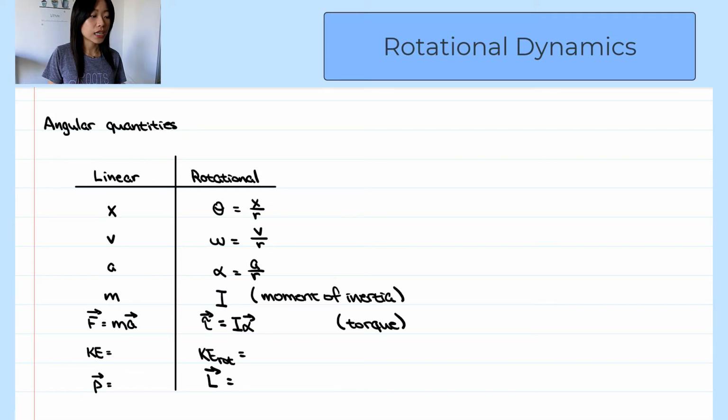And the kinetic energy in linear quantity is half m times speed squared. Similarly with rotational kinetic energy, it is half times moment of inertia times angular speed squared. And the last quantity, the momentum. In linear dynamics, it is mass times velocity. So the angular quantity is also the inertia times velocity, and we call this the angular momentum. It equals moment of inertia times angular velocity.